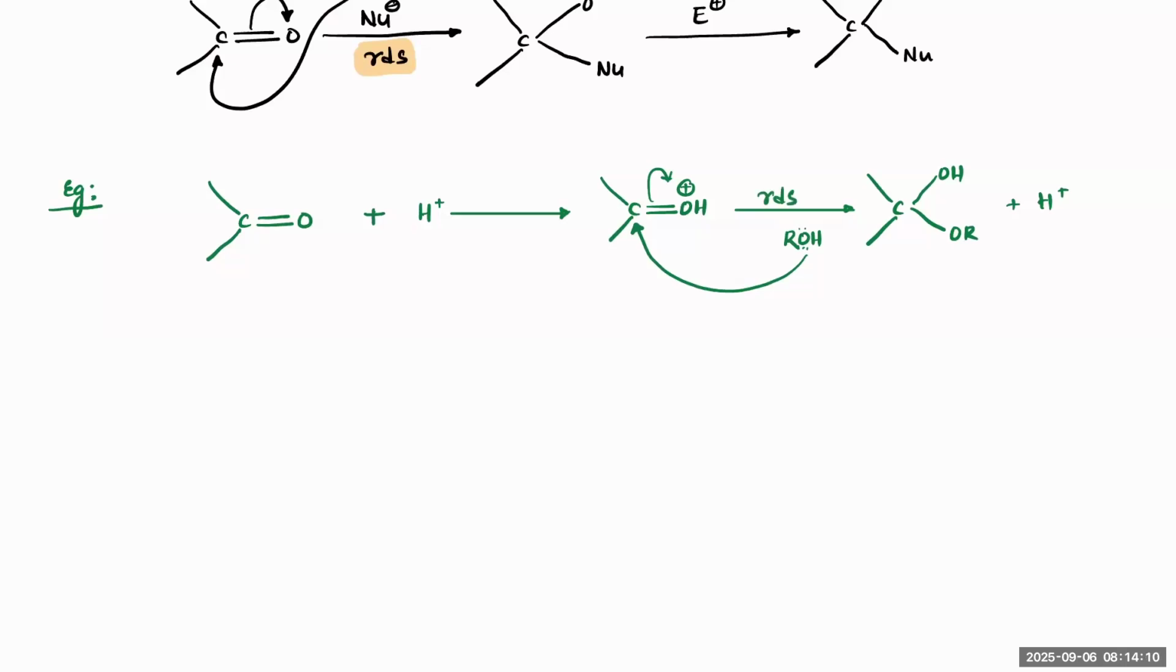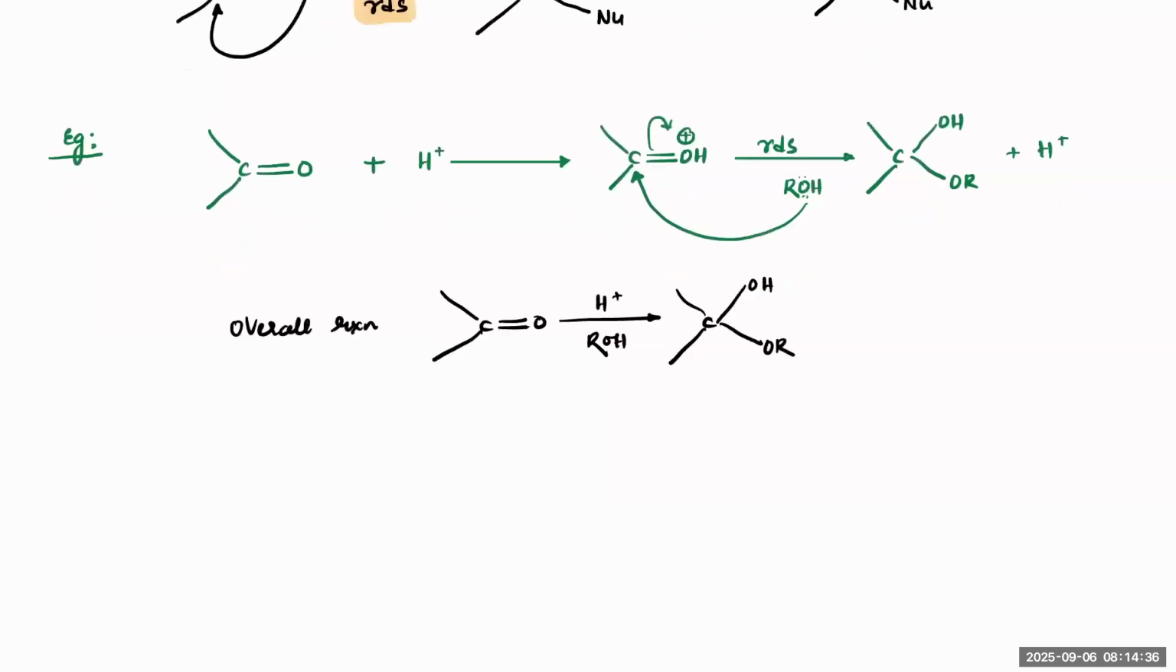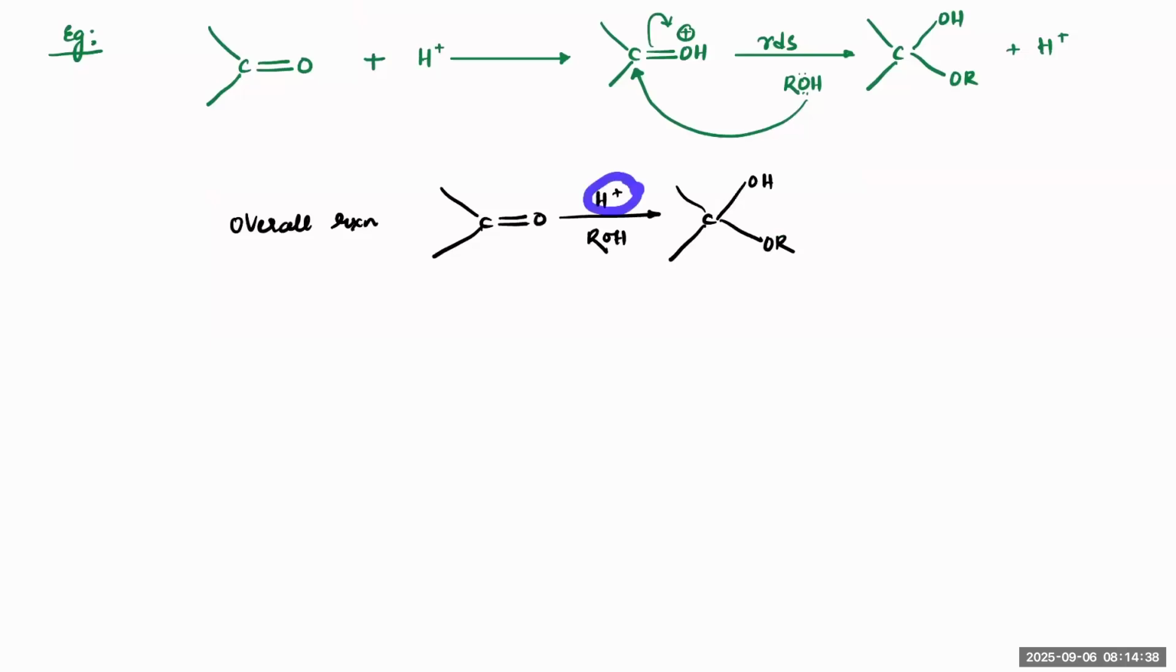Clear? Yes, sir. If I write the overall reaction, it would be like this, where you will have C double bond O, and this is H plus and ROH, and you will get a product as OH and OR. So first the electrophile is to be added, next the nucleophile should be pushed.